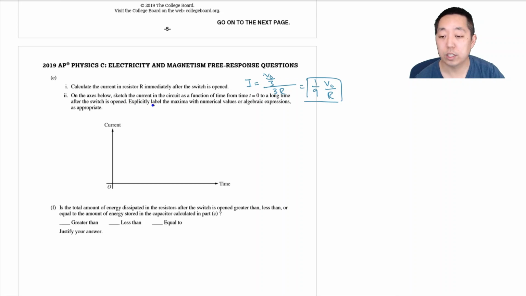On the axis below, sketch the current in the circuit as a function of time from t equals 0 to a long time after the switch is open. Explicitly label the maxima with numerical values or algebraic expressions as appropriate. Okay. So this current is going to start at 1/9 V naught over R and decay to 0. I don't know if you guys do RC time constants, but I don't think you need to plot that. The current is just going to decay to 0 over time because the voltage is going to drop and then the current will drop, and it's an exponential decay.